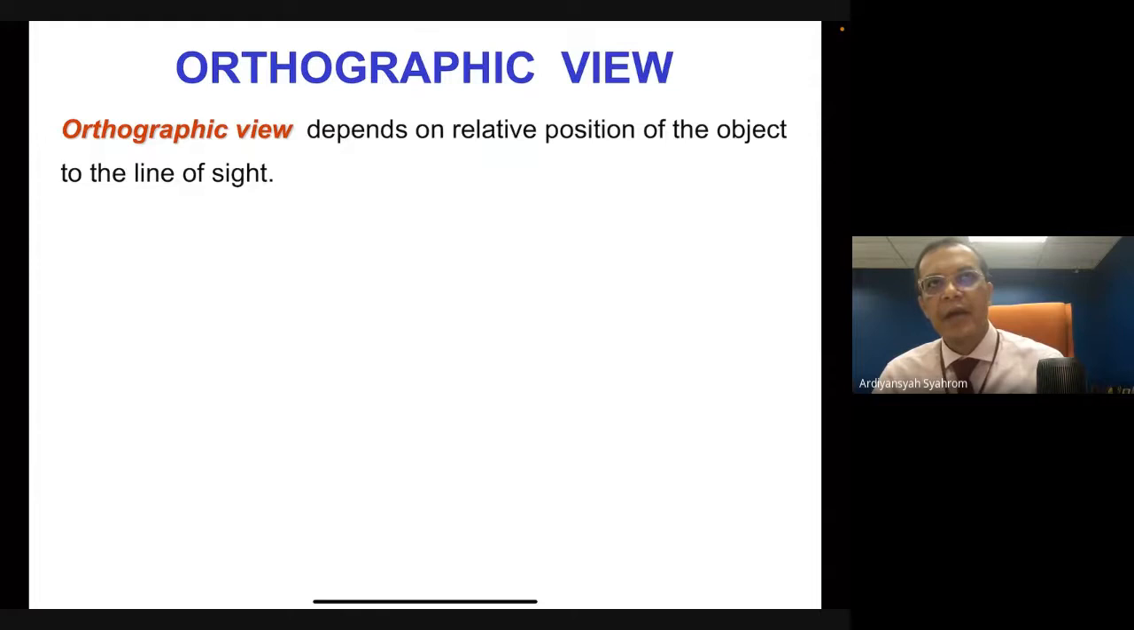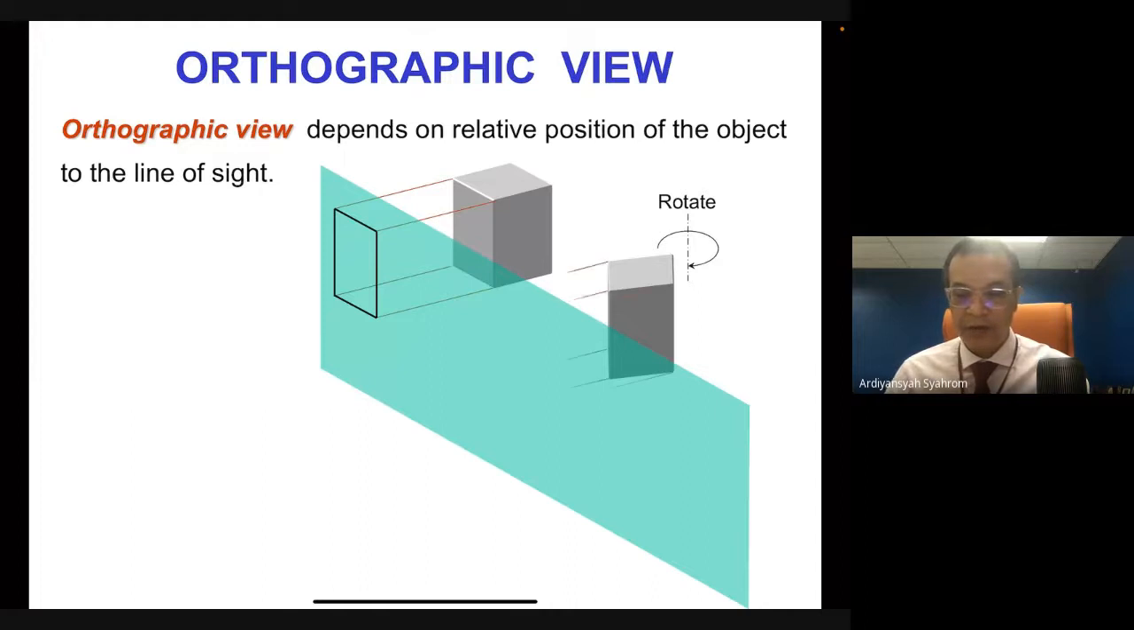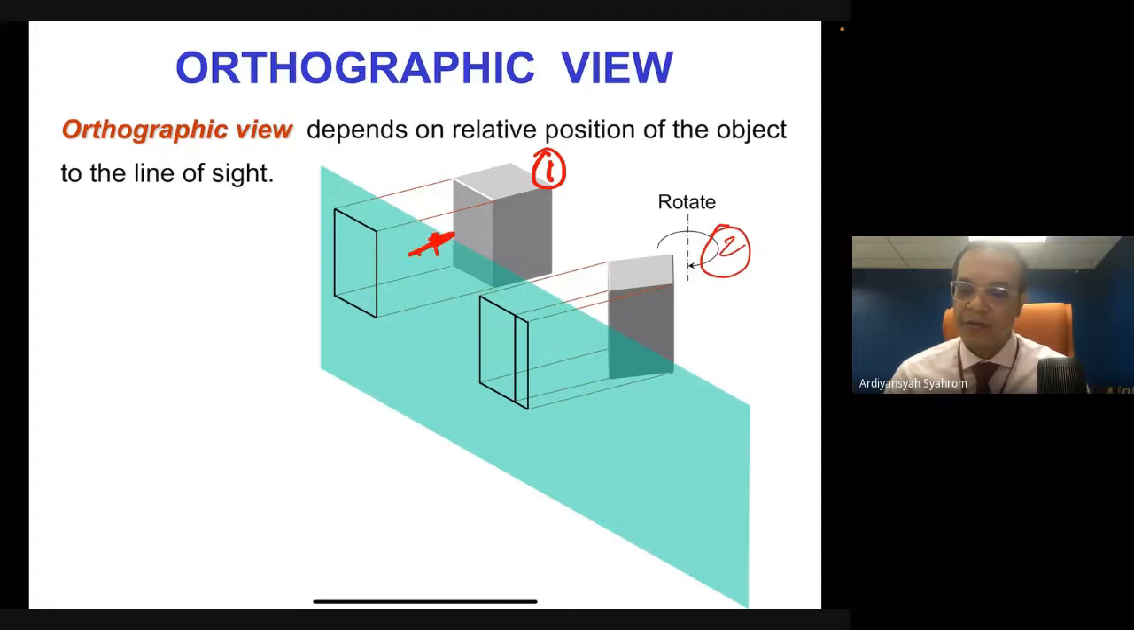Orthographic view depends on the relative position of the object to the line of sight. If you rotate that one, the view is different. The shape is the same; the object is the same. The first object and the second object are the same. On the front view, you rotate, the front view is changed, then the contour is different.